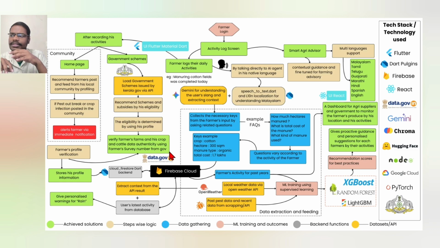After farmer profile verification, he stores the profile information in the cloud, in Firebase cloud, which follows a hashing protocol, SSH protocol, which is kept safely in our cloud.